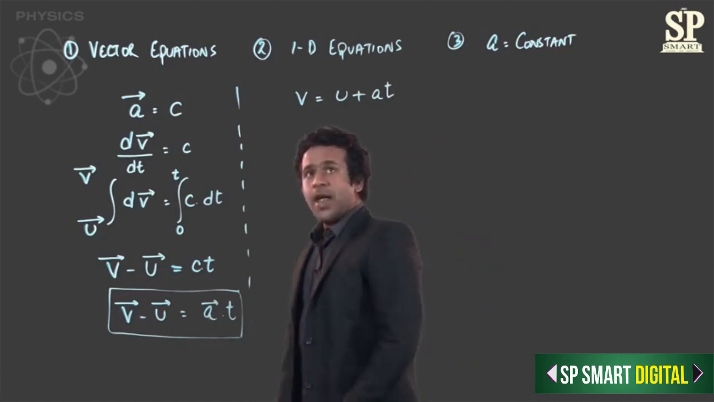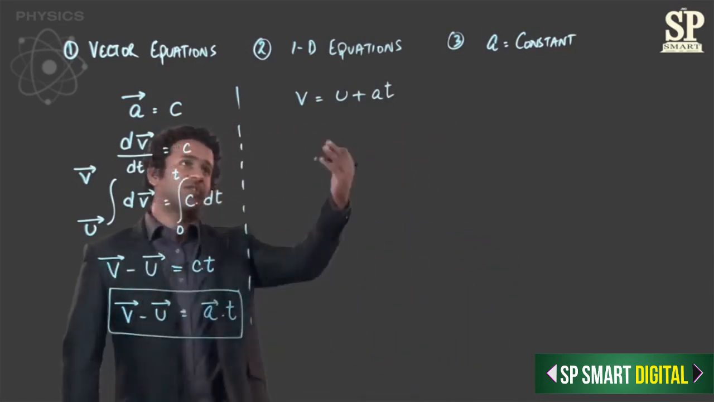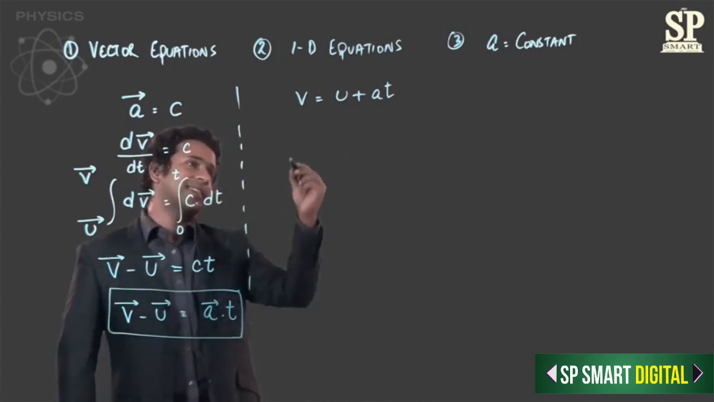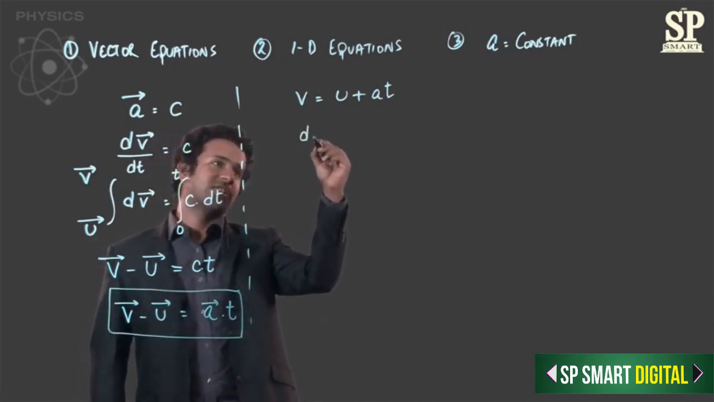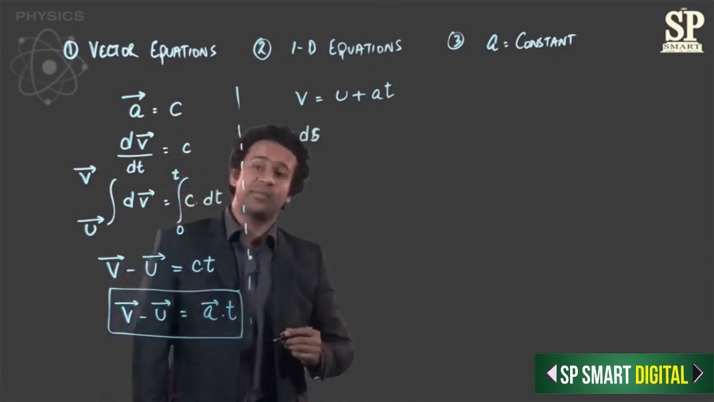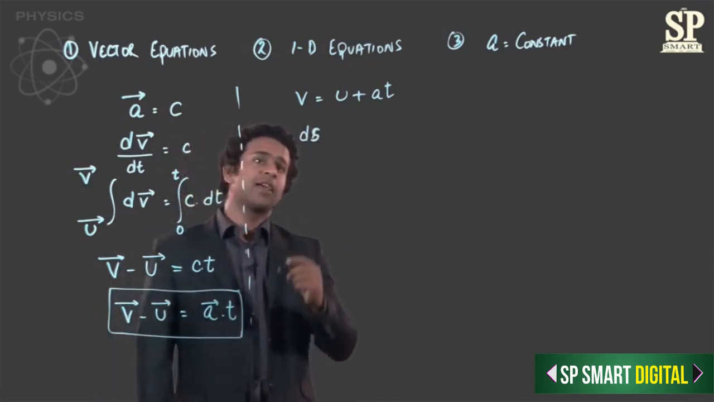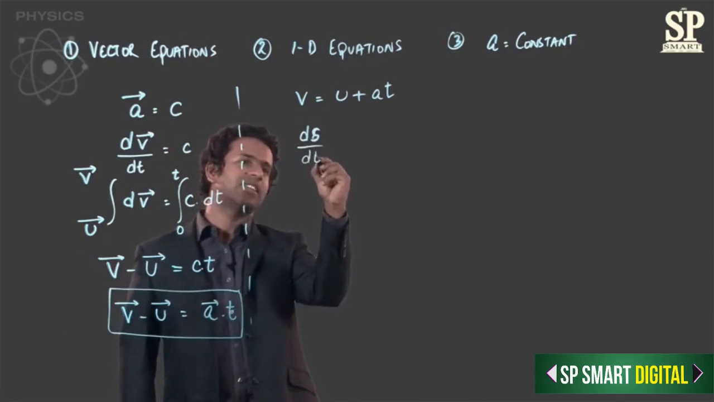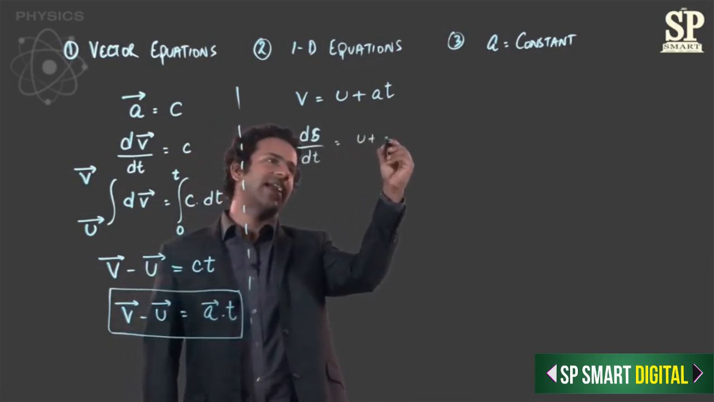Right. Next, further, this velocity can be written as a rate of change of distance. So I could say that ds by dt, where s symbolizes displacement, so ds by dt is equal to u plus at.